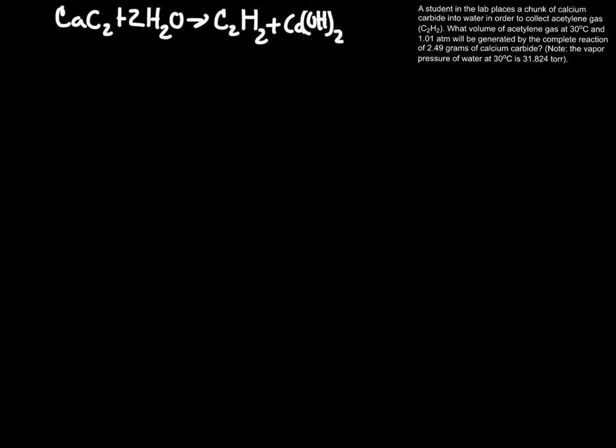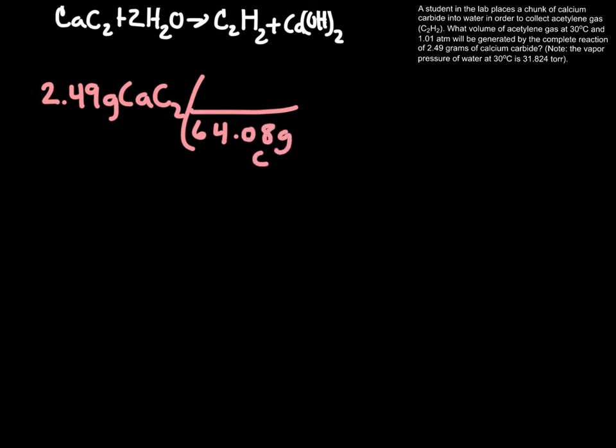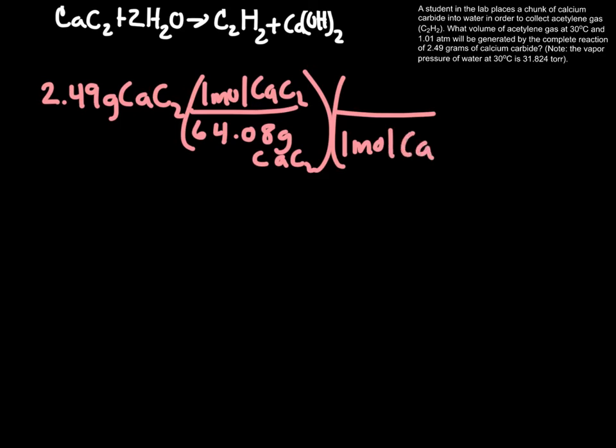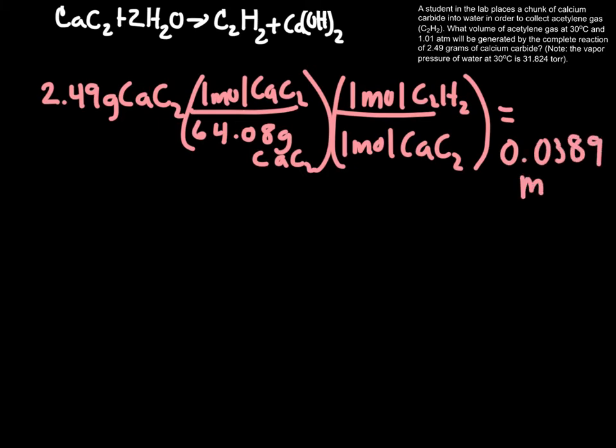Now, we're given the grams of calcium carbide, so this tells us that we need to do stoichiometry in order to figure out our moles of acetylene gas. If we're looking for the volume of acetylene gas, we need to know N, we need our moles. So we take our 2.49 grams of calcium carbide, and we are going to do some stoichiometry. We only need to go to moles. We don't need to go to grams of acetylene. The molar mass of calcium carbide is 64.08. And our mole ratio is 1 mole of calcium carbide to 1 mole of acetylene. When we calculate, we get 0.0389 moles of acetylene.